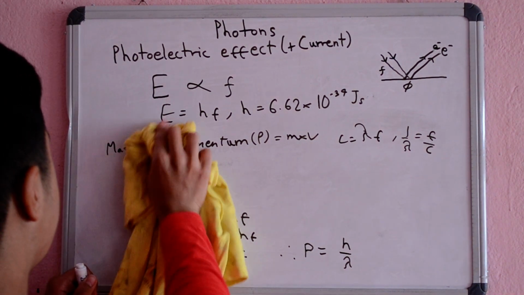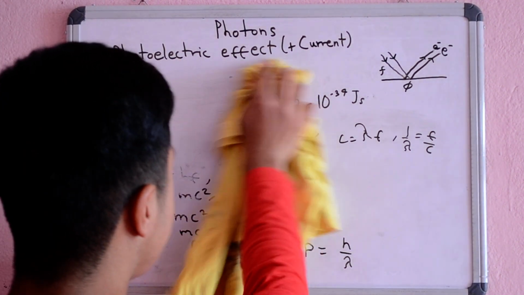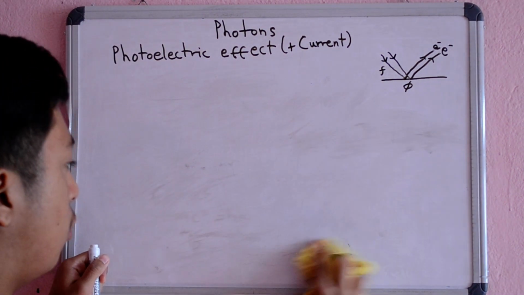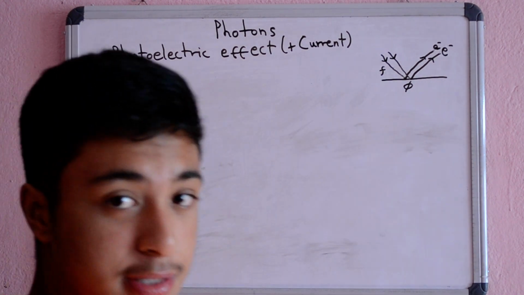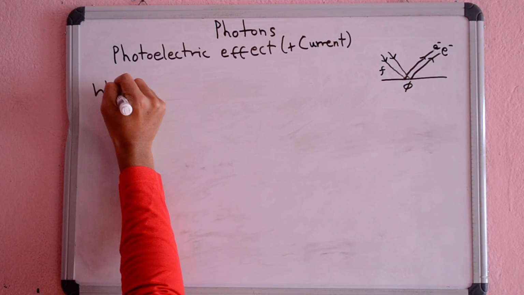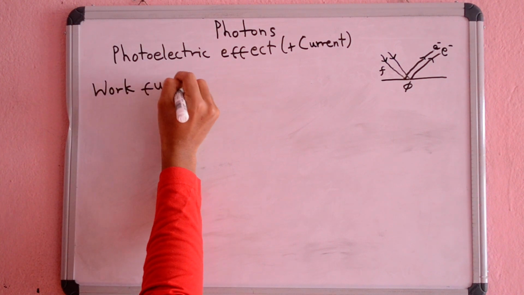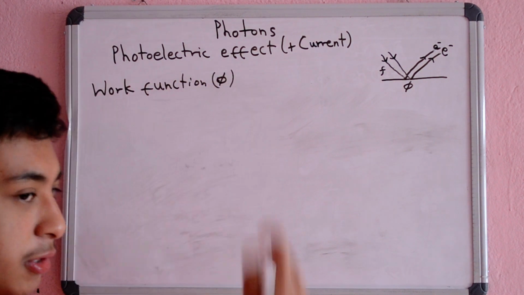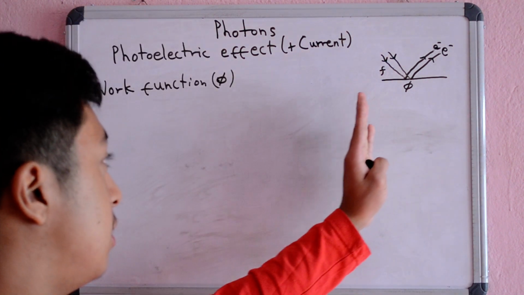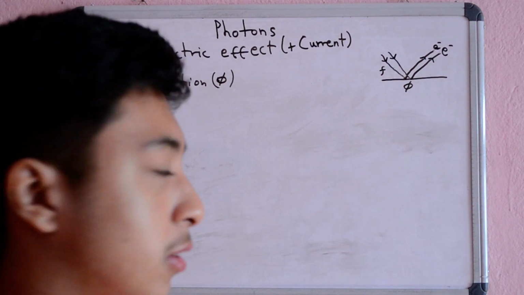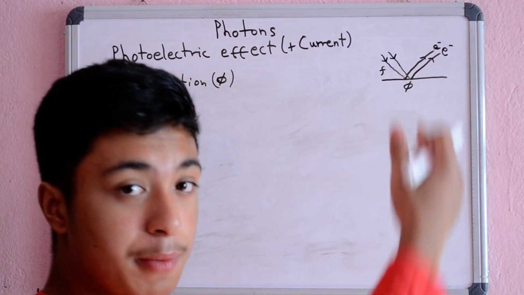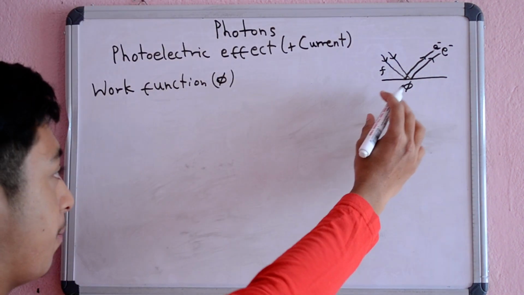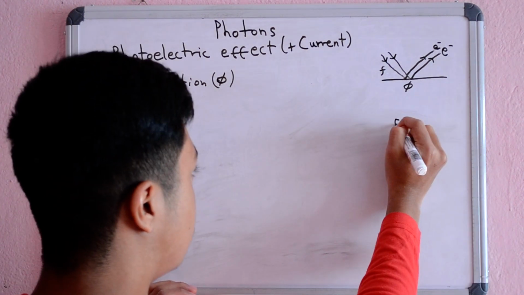Now, time for the photoelectric effect. But before that, you have to know what this phi represents. This phi is called the work function. I'll just tell you the definition first. The work function is the minimum energy required to emit the electrons from the metal surface. So I'll explain it. Let's say the work function is 5 joule for now.